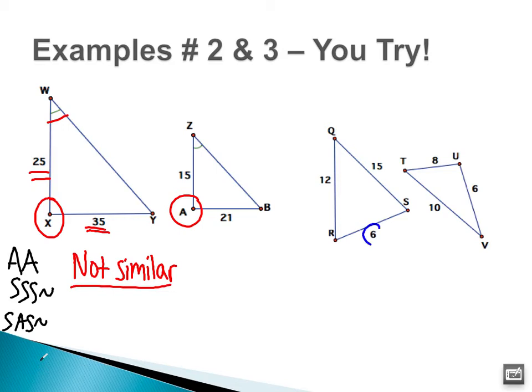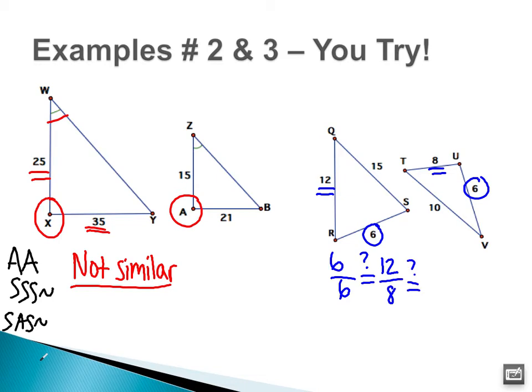Smallest side on the first triangle is 6. Smallest side on the second triangle is also 6. So I'm going to do 6 over 6. I want to know if this ratio is equal to the ratio of the medium sides. The middle side on the first triangle is 12, second triangle is 8.